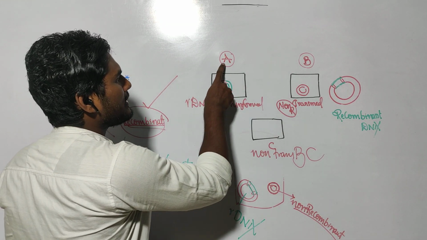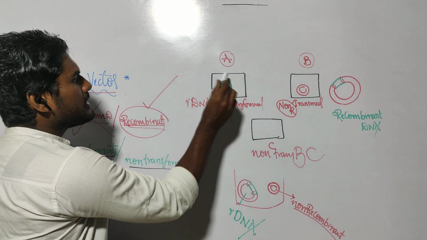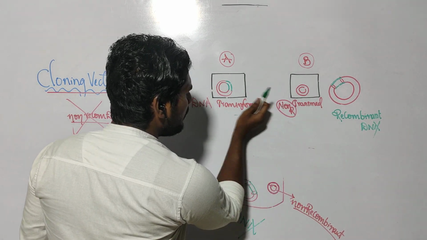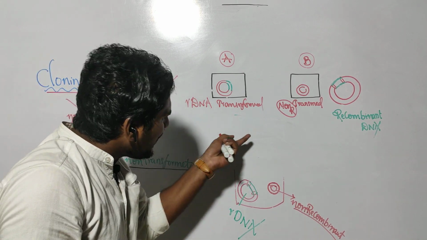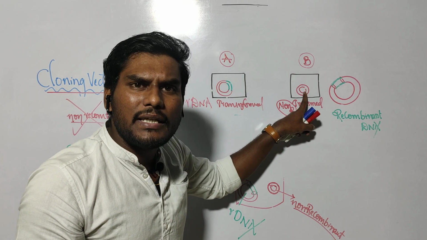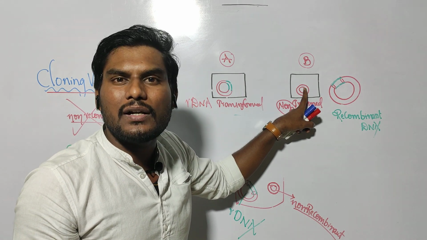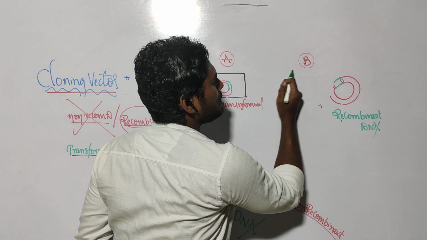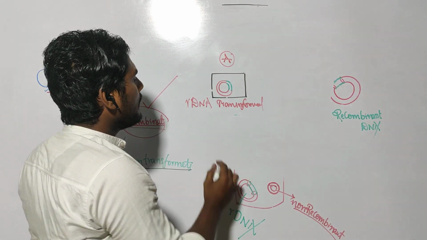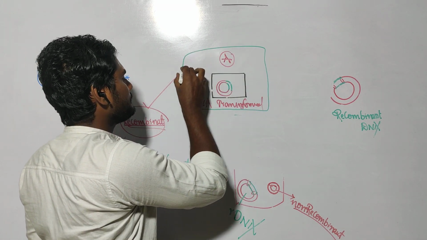Now, in these three cells, cell A, cell B, cell C, which cell do we require? Our work is for the gene of interest. We don't want the non-transformed bacterial cell, because it is not even taking the circular DNA. And this other one is transformed by taking the DNA, but in this bacterial cell our gene of interest is not there. So we don't want this either. So we want the recombinantly transformed bacterial cell. This is what we want.